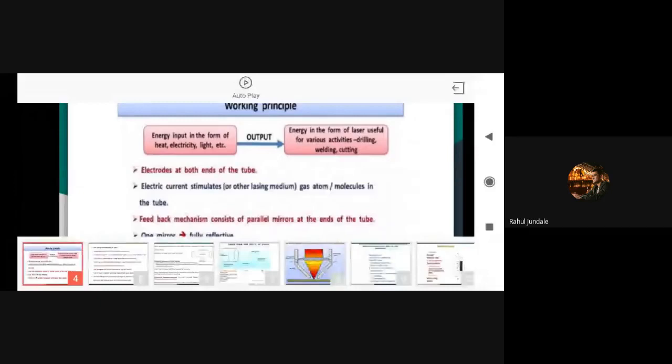I will explain that formed in the gas medium. That will be shown to you in the next slide also. So in this slide, you will find that electrodes are kept at both the ends of the tube.